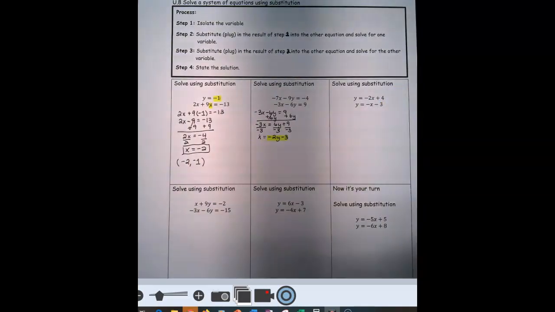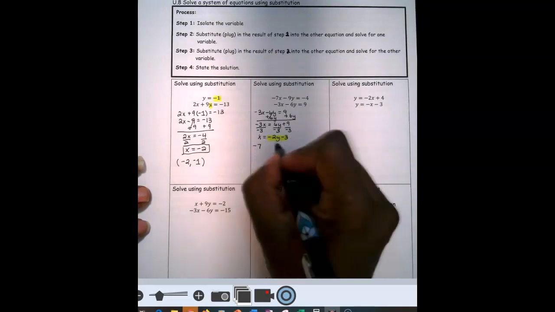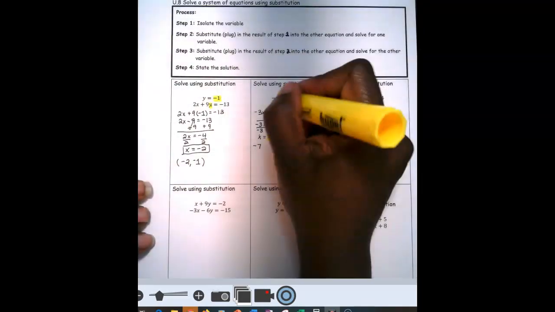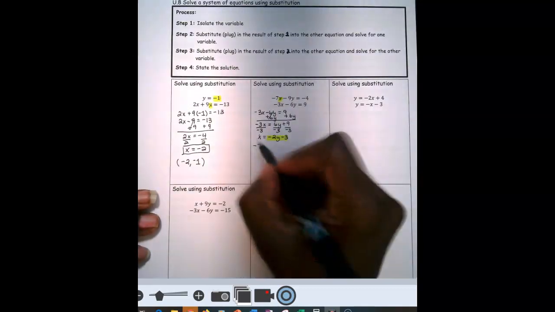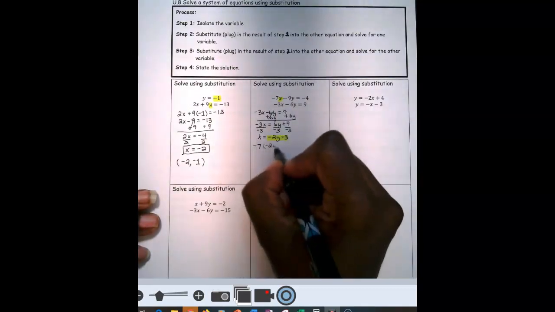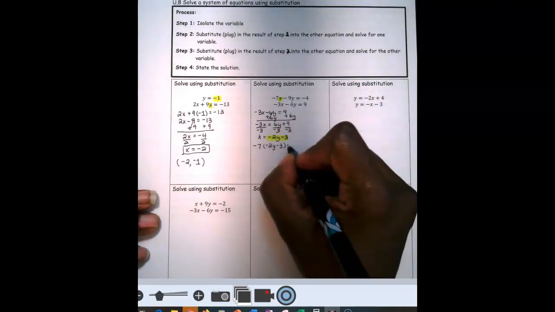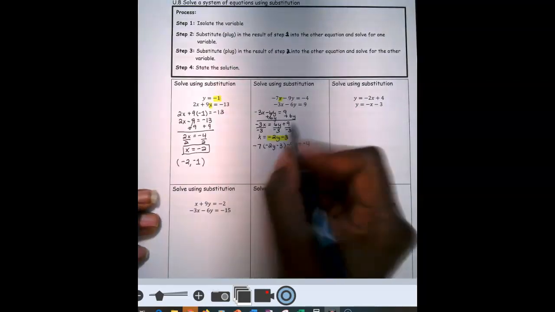So, for the first one, excuse me. I've got -7, and where I see x, right here, I'm going to put in -2y minus 3, and then I'm just going to finish it out. Minus 9y equals negative 4. Then I'm going to do the math.